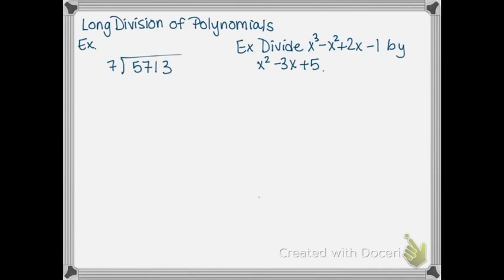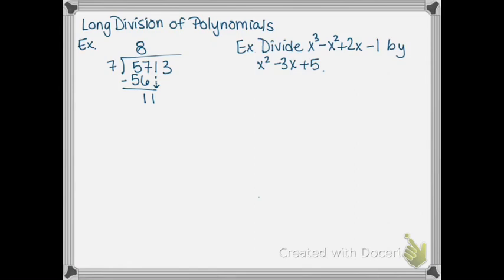So let's go ahead and complete this long division problem just to recall the steps. So we're first going to divide 7 into 57. How many times can we divide 7 into 57? Well, 8 times, because 8 times 7 is 56. Let's subtract here, and we get a 1. We're going to carry this next 1 down and get 11.